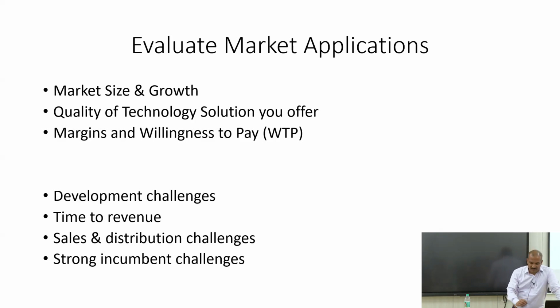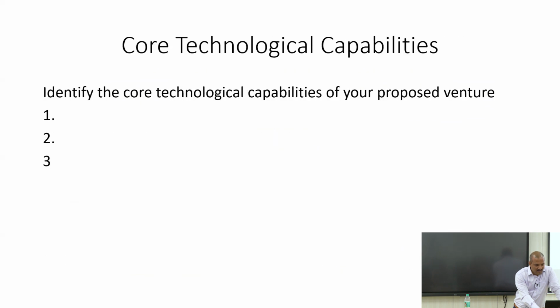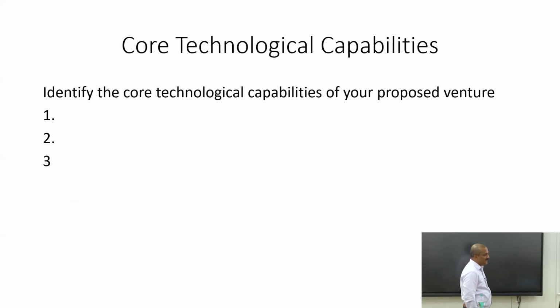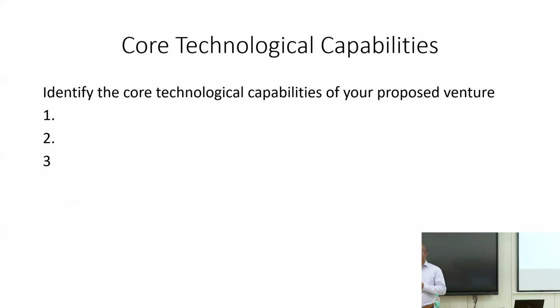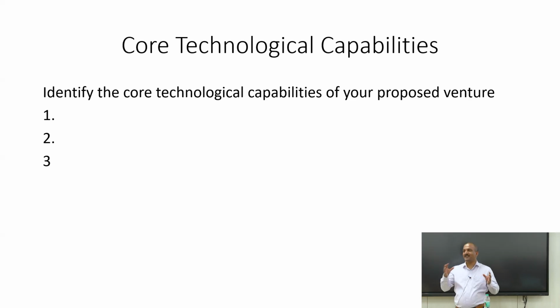Okay, so with all of these factors, what I want all of you to do now is to start writing. You can do it either on your laptops or on paper as you are comfortable, and think about what are the core technological capabilities. And remember, you don't have to tell me how you do it. You don't have to reveal your secrets. You can just say, this is what I achieve.